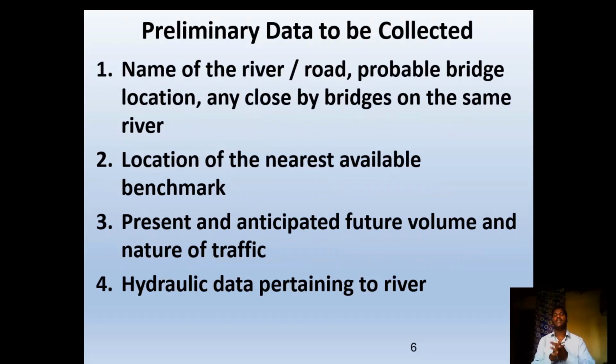Then preliminary data can be collected. In that, the first one is the name of the river or road, probable bridge location, any nearby bridge on the same river, location of the nearest available benchmark, present and anticipated future volume and nature of traffic, hydraulic data pertaining to the river.